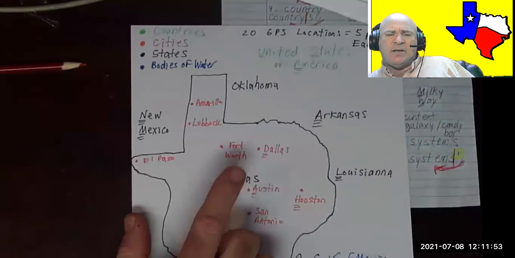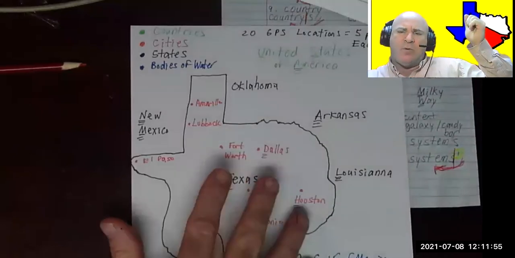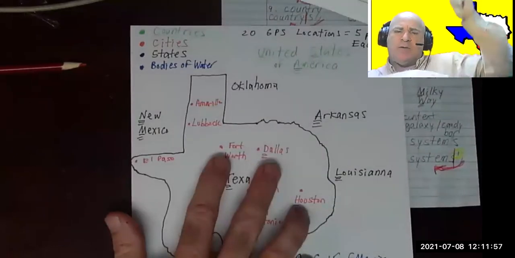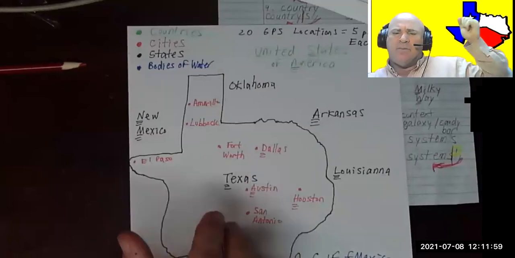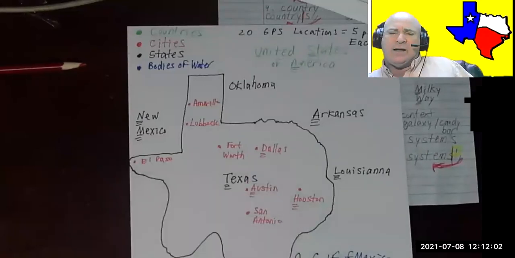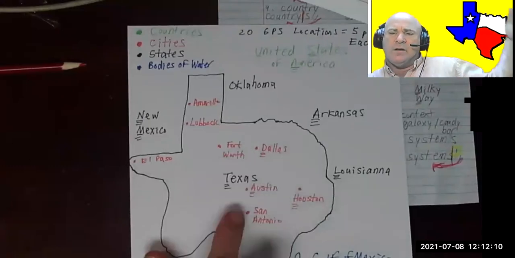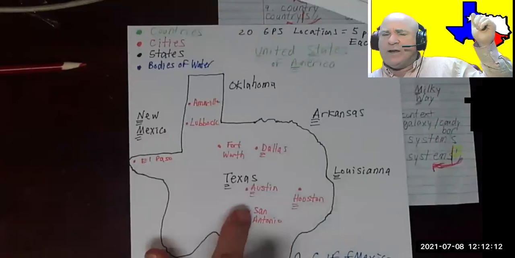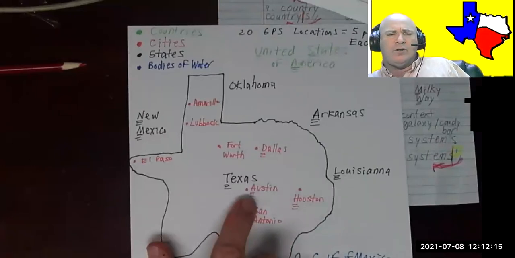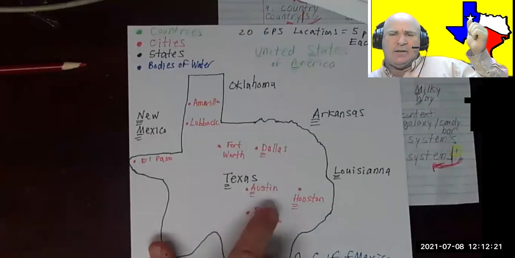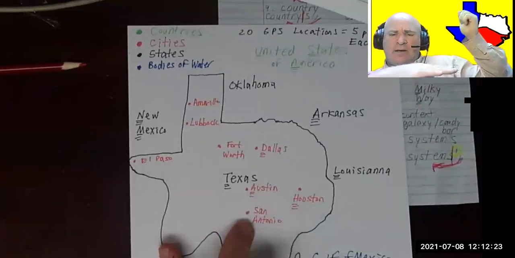Two big cities that are side by side are capital Fort, space, capital Worth, and capital Dallas. So Dallas is to the east, Fort Worth is a little bit to the west. A little bit lower is capital Austin, and I've done these in orange. You can pick any color you want. Austin is a little bit north of capital San, space, capital Antonio.